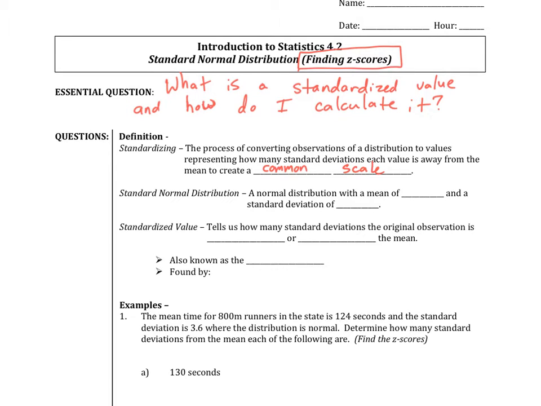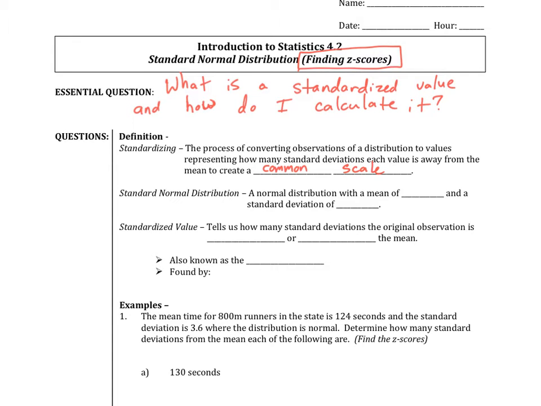Standardizing is the process of converting observations of a distribution to values representing how many standard deviations each value is away from the mean to create a common scale. So basically we're trying to see how spread out the data is.